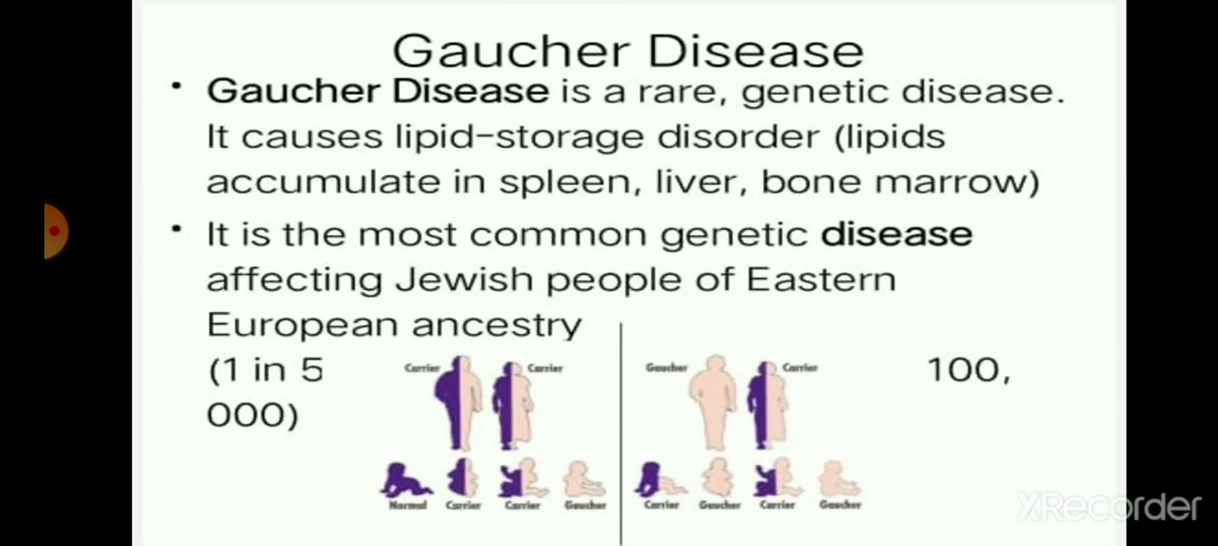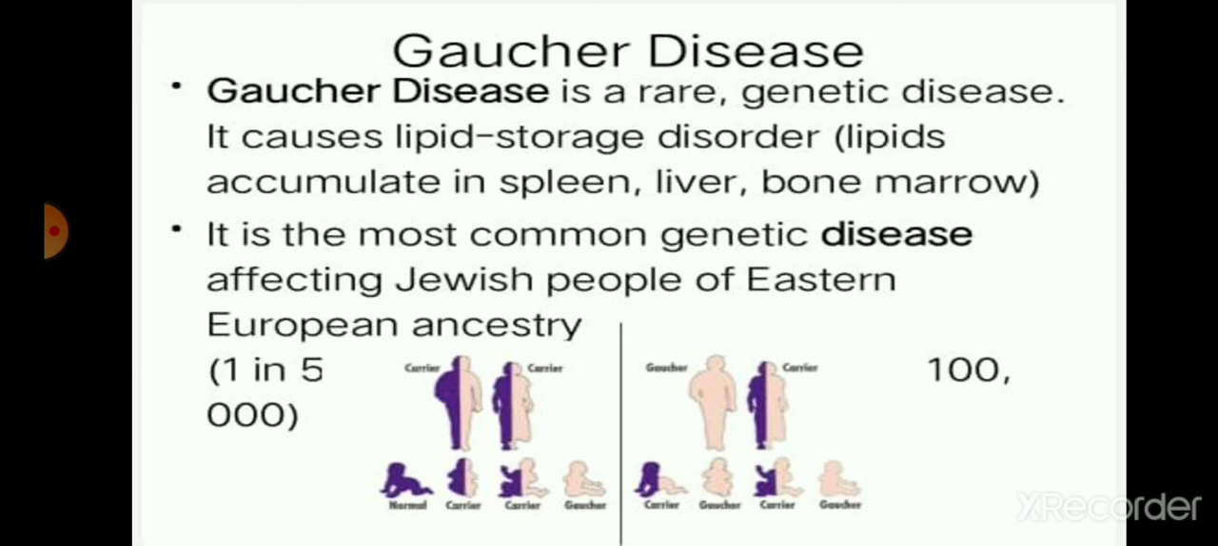Another example is Gaucher disease. Gaucher disease is a rare genetic disease which causes a lipid storage disorder. In this disease the lipid is accumulated in the spleen, liver and bone marrow. It is the most common genetic disease affecting Jewish people of Eastern European ancestry. Here also, carrier parents have the probability to produce one normal child, one with Gaucher disease, and two carriers of the disease.